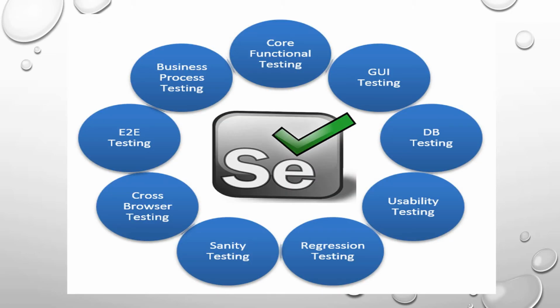With the help of Selenium, you can perform different types of testing, like GUI testing, DB testing, usability testing, regression testing, sanity testing, cross-browser testing. You can perform end-to-end testing. You can do business process testing, and you can also do core functional testing. So this is the complete scope of Selenium. With Selenium, you can perform these types of testing.